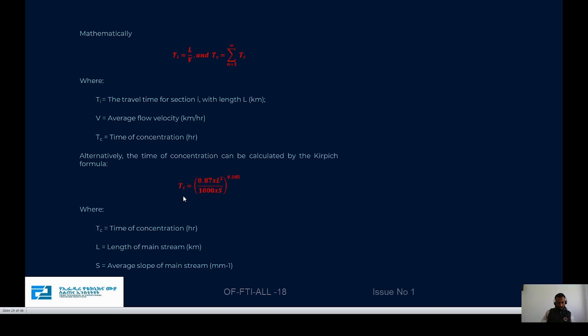So the traveling time will be 0.87 times L, the length, squared over 1000 times S, where S is the average slope of the mean slopes.